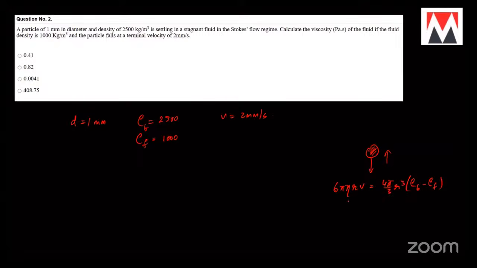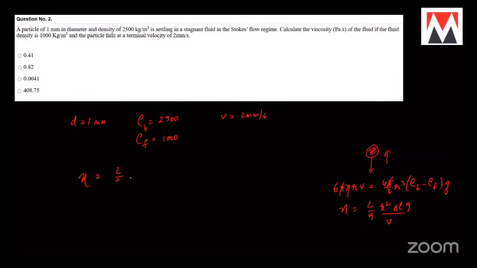Now you have terminal velocity. You just calculate this. Pi will get cancelled. You will get V is equal to 2 by 9 R square delta rho into G by eta. So you want viscosity to calculate, right? So you put viscosity here and velocity here.